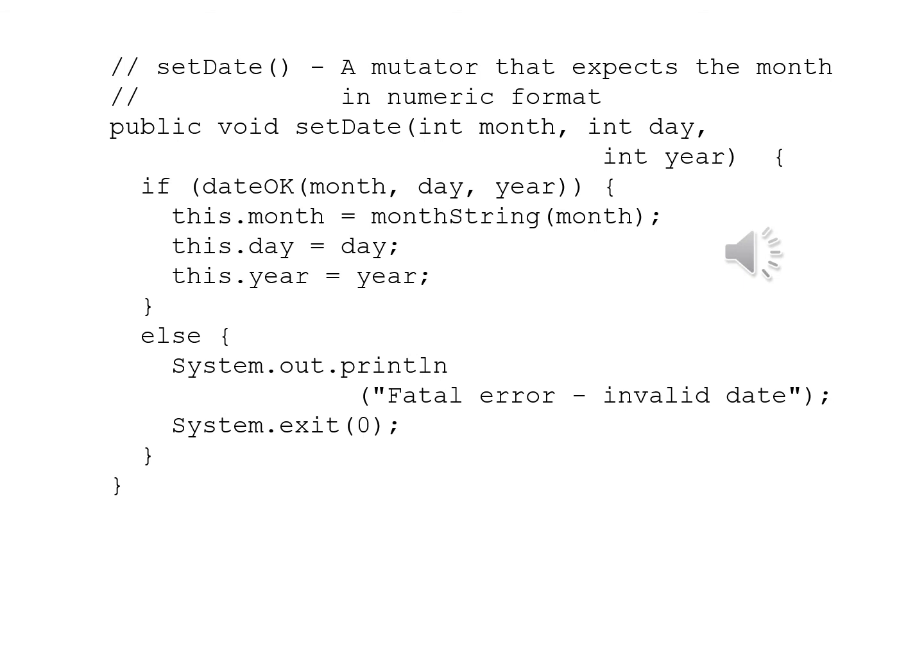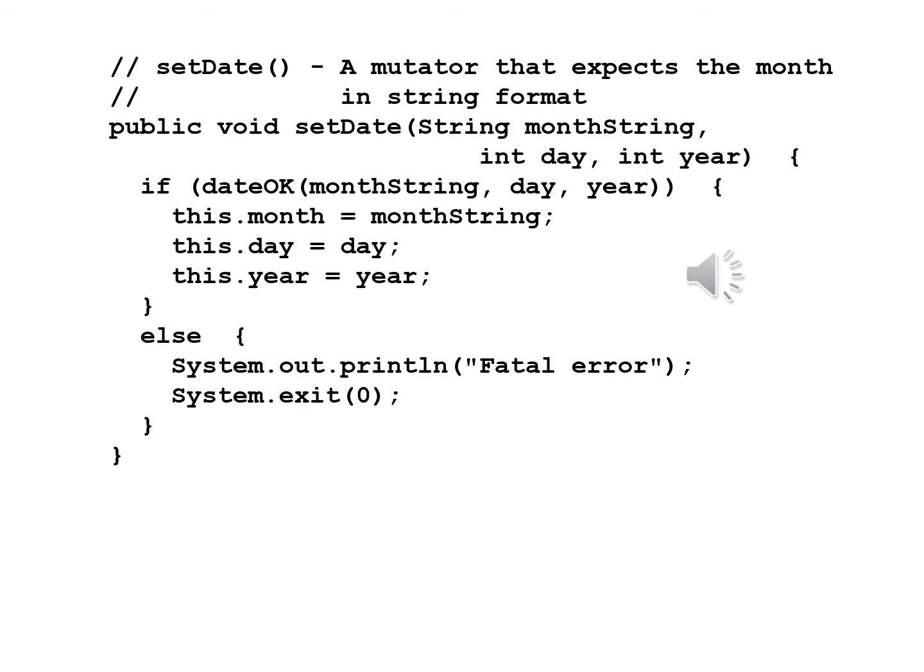You'll notice that the month is given in numeric format. This will allow us more easily to confirm whether the month is valid. If all three are valid, we change the values that we're saving. Otherwise, we print an error message and we quit. Here we have a new version of setDate.